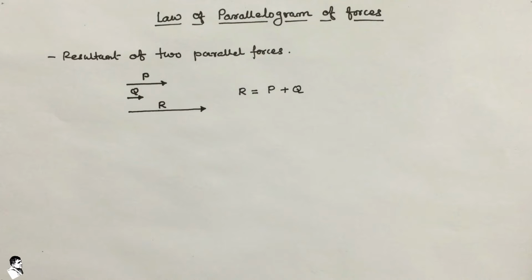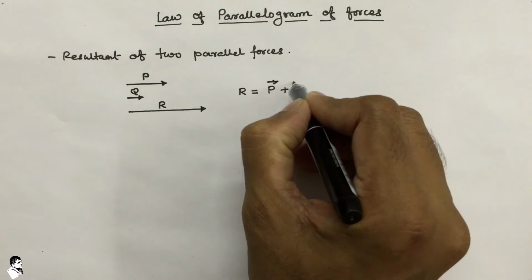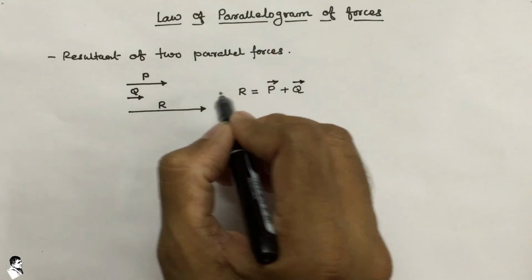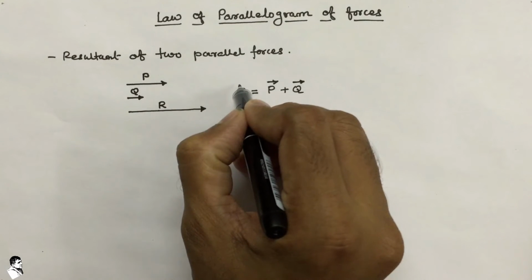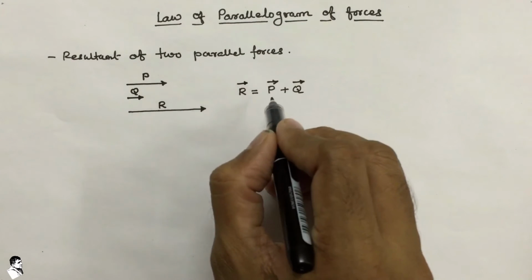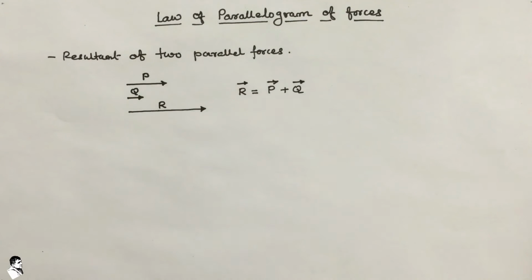We can also write that R is equal to P plus Q, right? Now here forces P and Q are vectors, hence the resultant force is also a vector. So the vectorial sum, if we write in terms of forces P and Q, is vector P plus vector Q. So definitely R is also a vector, and both the forces are in this direction, so R will also be in the same direction.